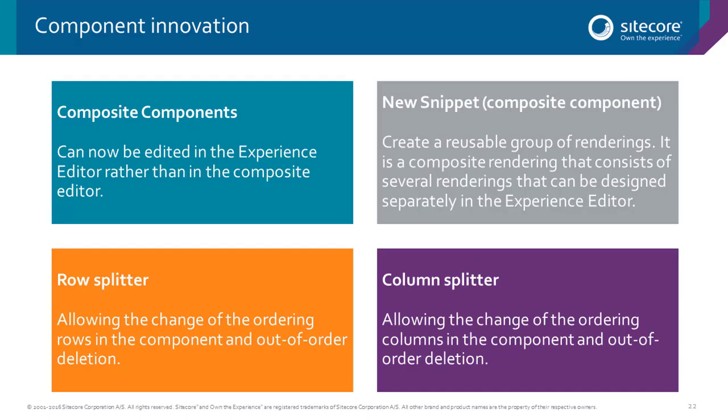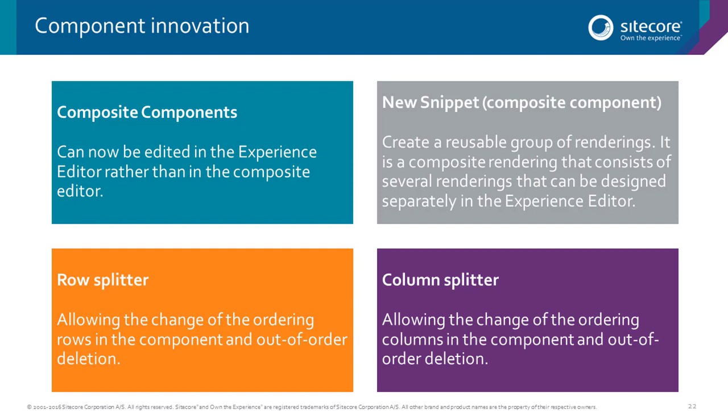In the latest version of SXA, version 1.6, we made improvements and added some new functionality around components. We have made sure that your composite components can now be edited using the Experience Editor. We're also allowing the row and the column splitter to change the ordering of the rows or the columns.